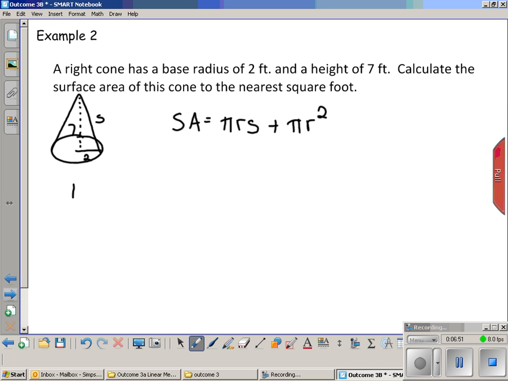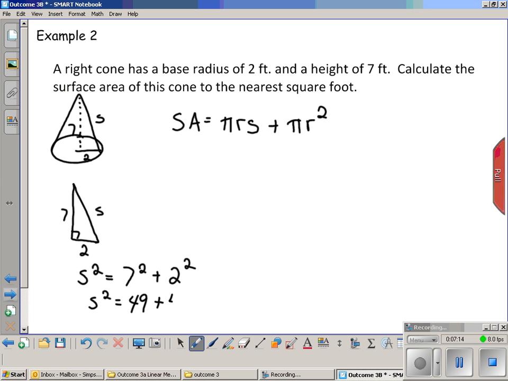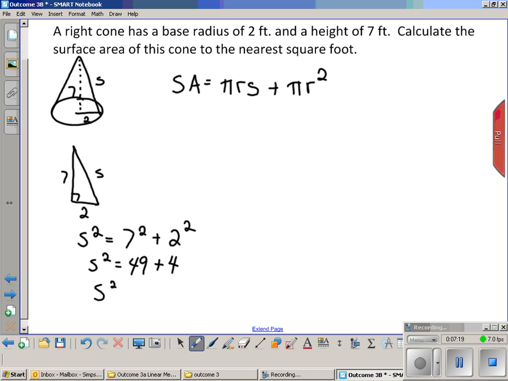So if I draw just that triangle, I have the height is 7, the radius is 2, and I need to calculate that slant height. To calculate the slant height, I can use the Pythagorean theorem. So s squared equals 7 squared plus 2 squared. So s squared is 49 plus 4. S squared is then 53.